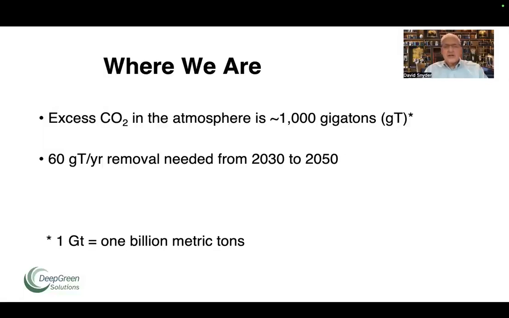So here's where we are today. There's an excess of about 1,000 gigatons of carbon dioxide in the atmosphere. And if we remove carbon dioxide from the atmosphere at a rate of 60 gigatons per year from 2030 to 2050, we should be able to get back down near that pre-industrial level.